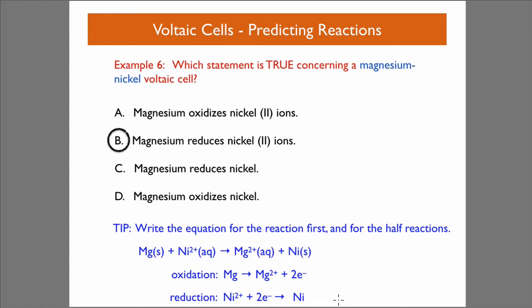That's correct. Magnesium reduces the nickel 2 ions. You can see here, magnesium is being oxidized, so it must be the reducing agent, and it's giving 2 electrons up, and those 2 electrons are being used to reduce the nickel ion to nickel.